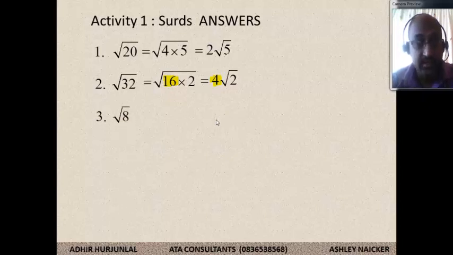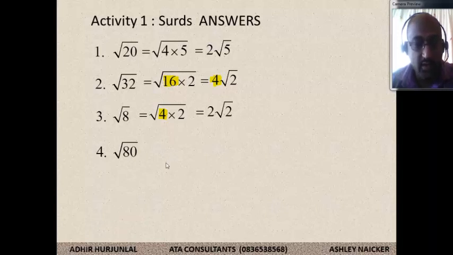Let's go to number 3, the square root of 8. The square root of 8 is the square root of 4 times 2, which is equal to 8. And the square root of 4 is equal to 2. The square root of 2 remains as the square root of 2.